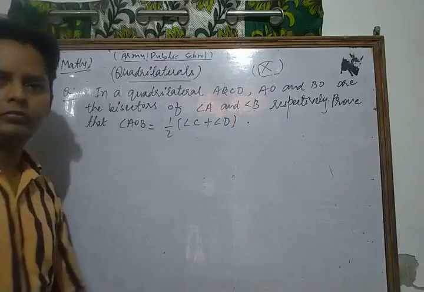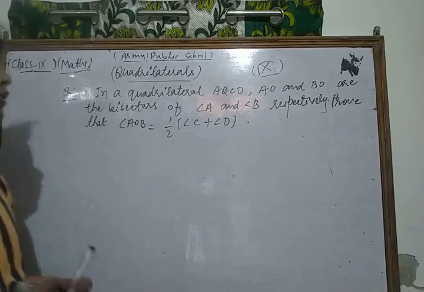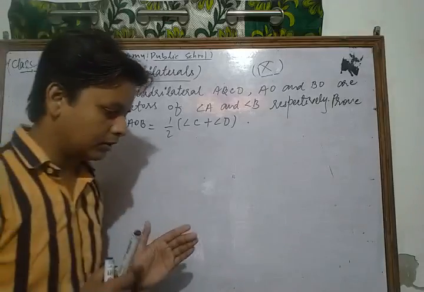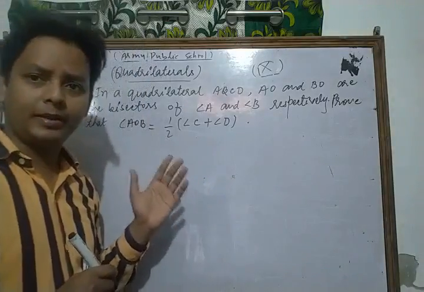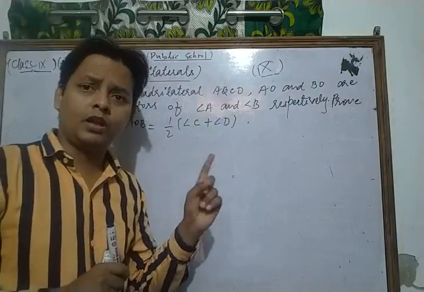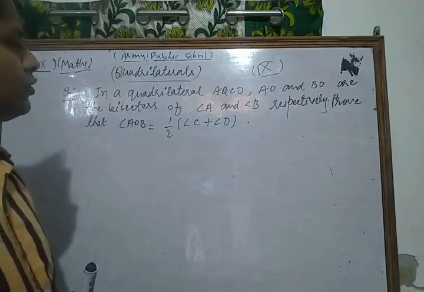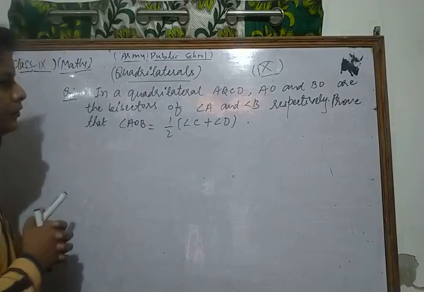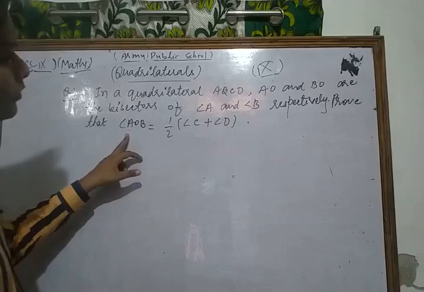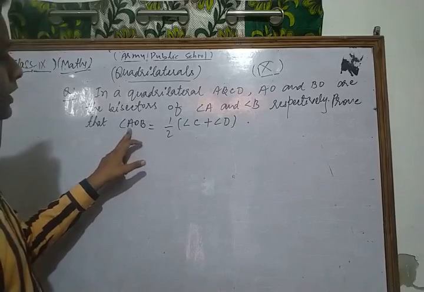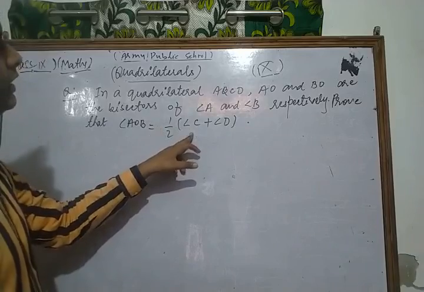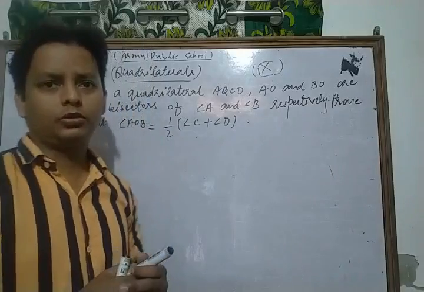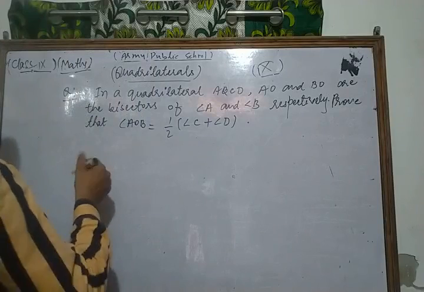Okay, this is the question. This is a very important question related to the topic quadrilateral. Your question is: in a quadrilateral ABCD, AO and BO are the bisectors of angle A as well as angle B respectively. Prove that angle AOB is equal to half of angle C plus angle D. This is a very important question related to that topic. Now let's see its solution.